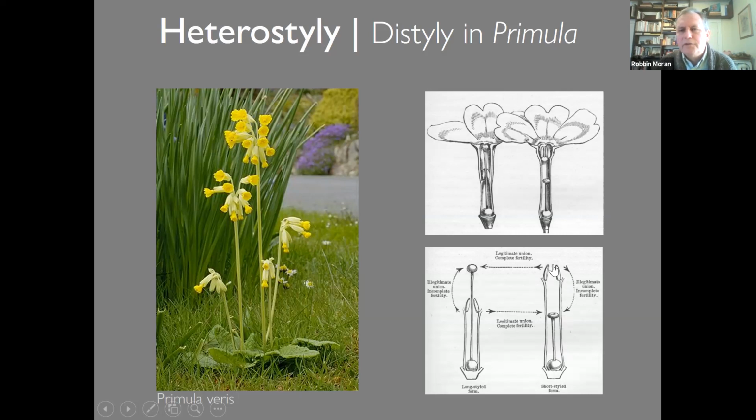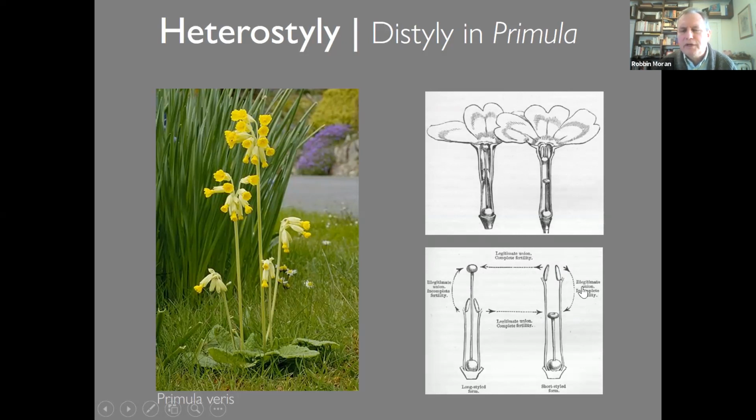He would take pollen, say from this plant here, the short-styled form, and he would place it on the stigma of a short-styled flower. And what he found was that the pollen rarely germinated. If it did germinate, pollen tube growth was weak and there was very little fruit and seed set. However, if you took the pollen from a short-styled flower and transferred it to the stigma of a long-styled flower, you got abundant fruit and seed set.